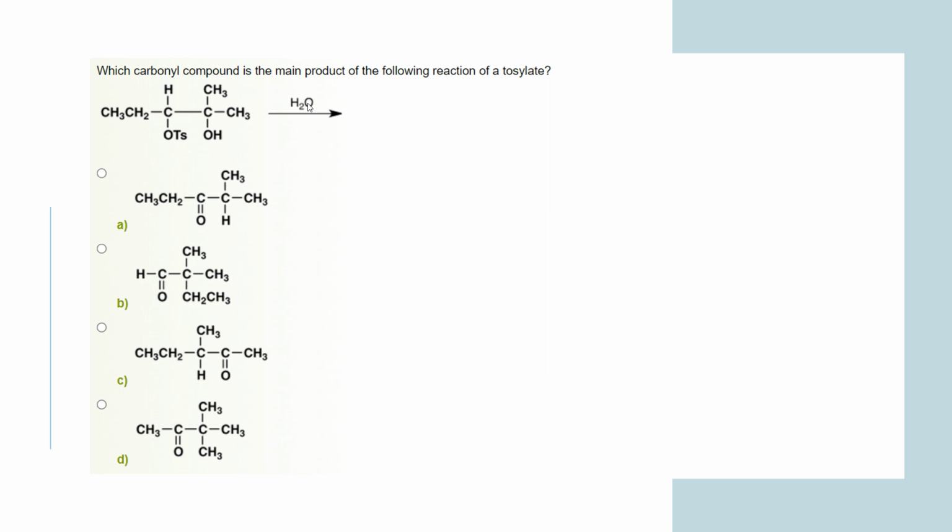Okay, even a very mild acidic medium is enough for the protonation of OTS, so that it can just leave as TsOH. Okay, you already have H plus and OH minus in the water medium, so you do not need a stronger acidic medium for this reaction.